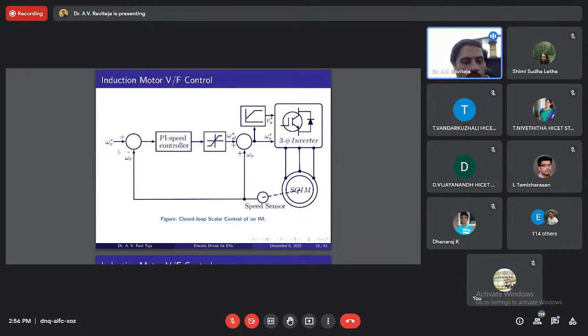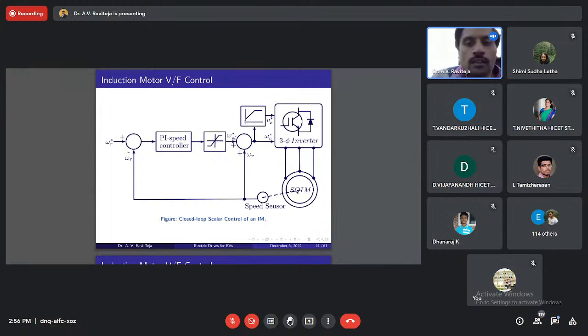Here you can see for any speed reference I give, actual speed I am checking, and then trying to get some slip with which I add the speed to get the frequency. And when I have the frequency, since V by F should remain constant, the corresponding voltage I can get from the graph. At starting, you need to give a little higher voltage. These are for the non-idealities.